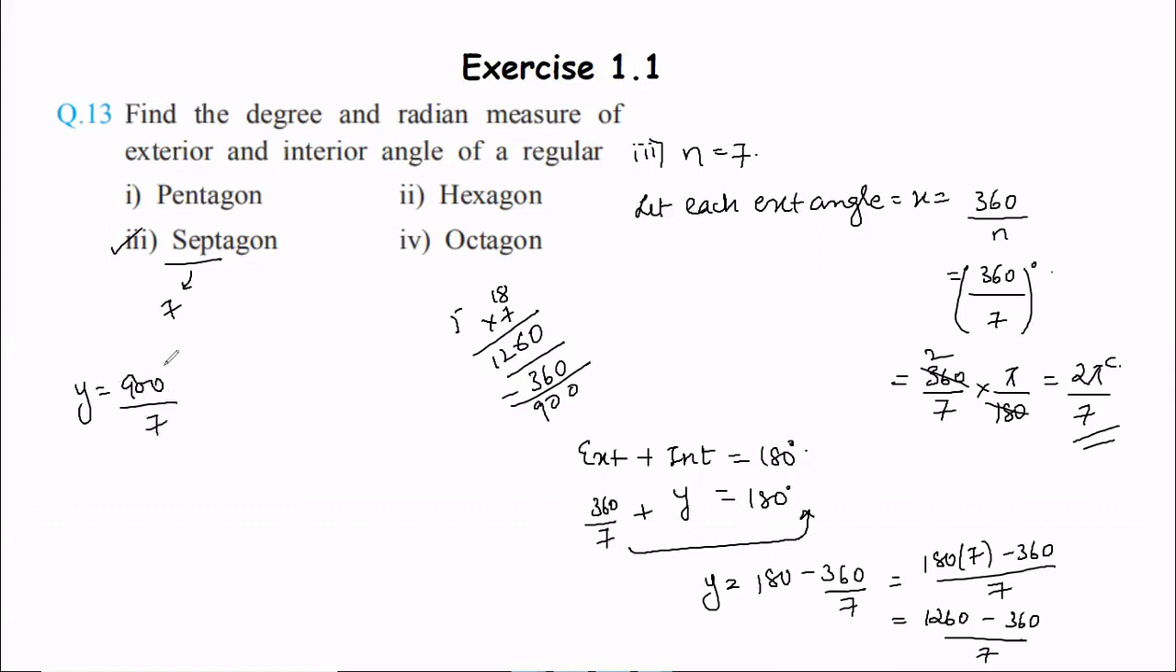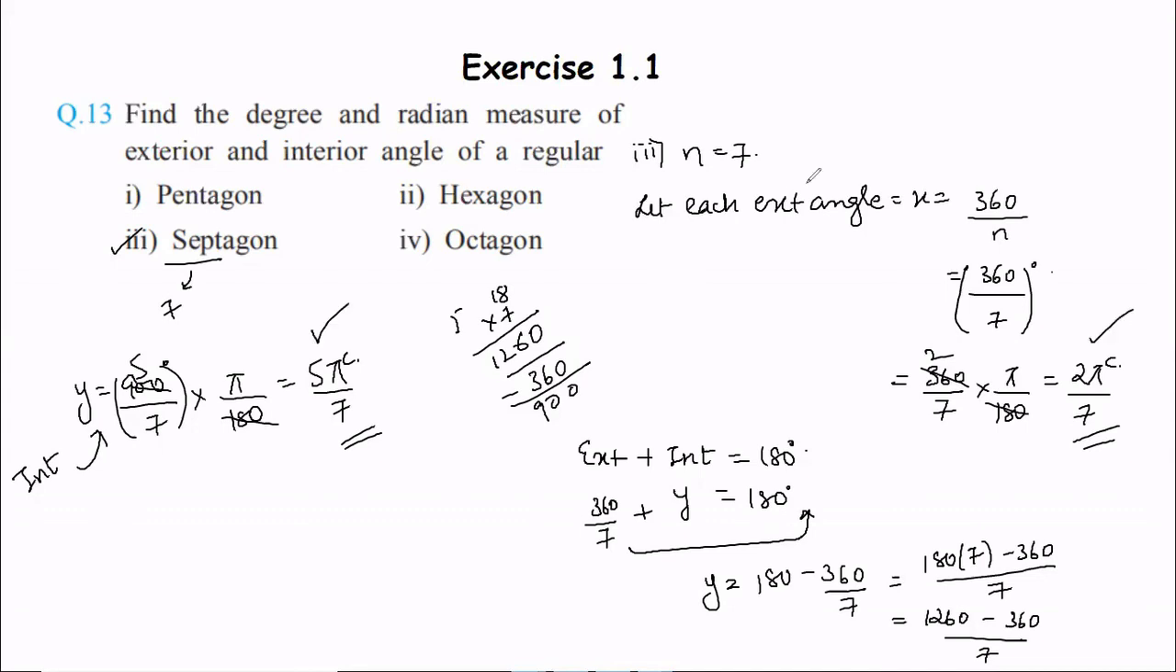So each interior angle is equal to 900 by 7 degrees. We'll convert this into radian, pi by 180. So cut 5. So the answer is 5 pi by 7 radian. Okay. So that's the answer in case of septagon. You can note it. Here's the answer and here's the answer.